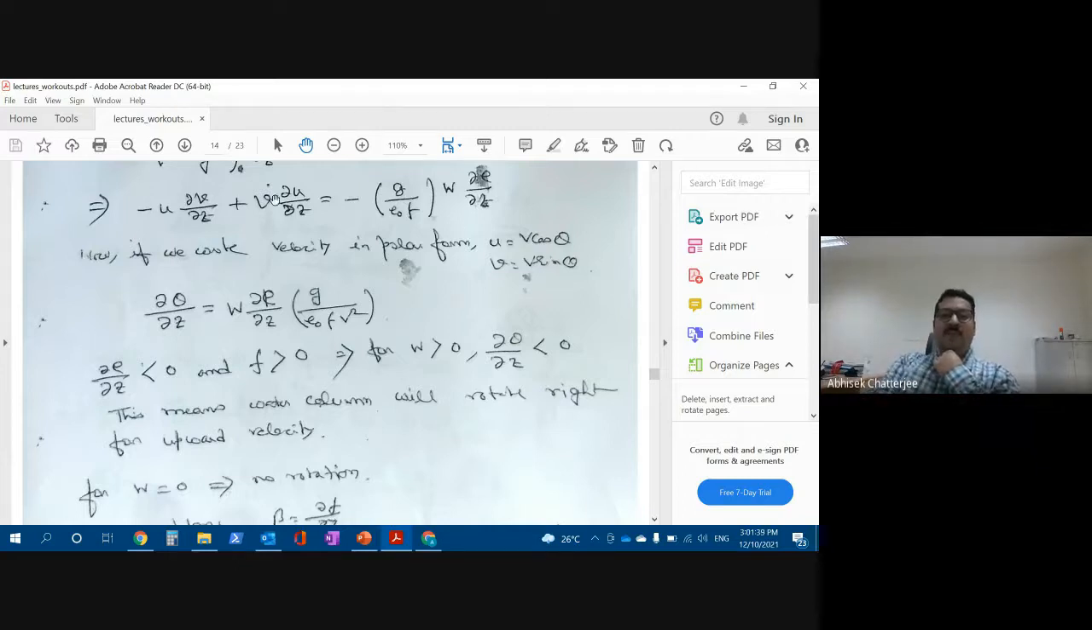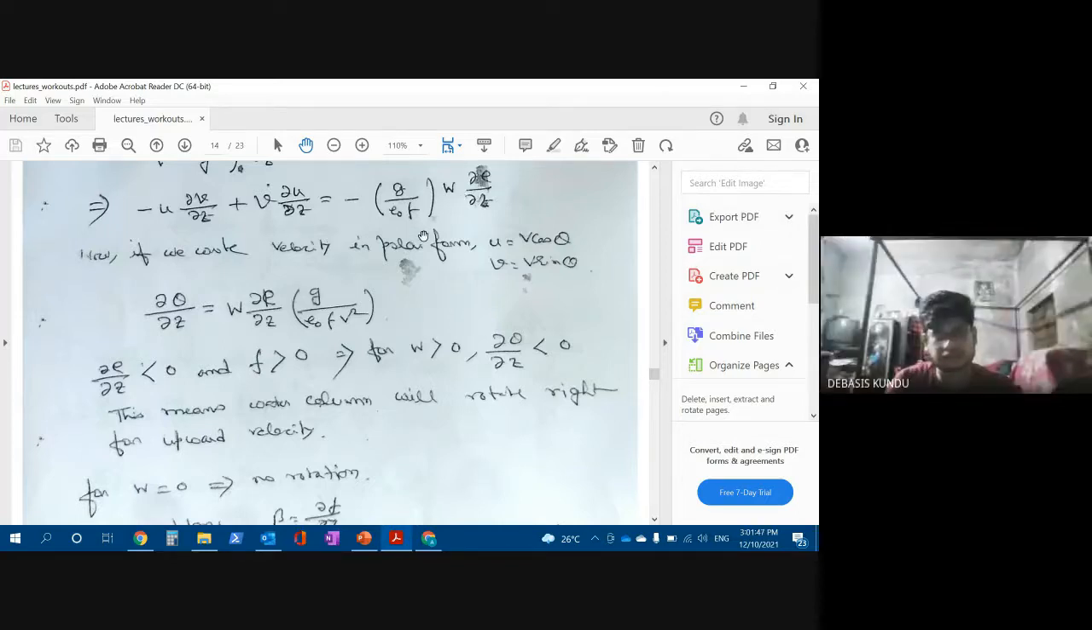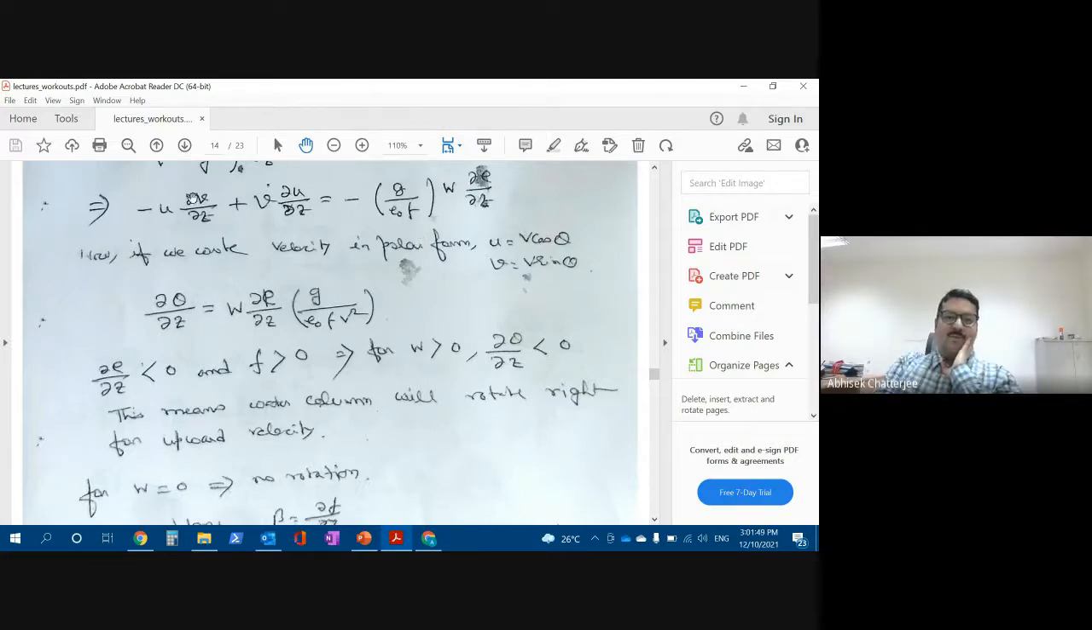Did you get this equation? Minus u del v del z plus v del u del z equals to... Yes, sir. You take everything to the right side. Okay. So now what we want is to convert this equation into a polar form. In order to make it in a polar form, what do we have to do?